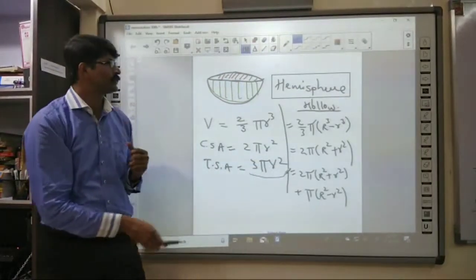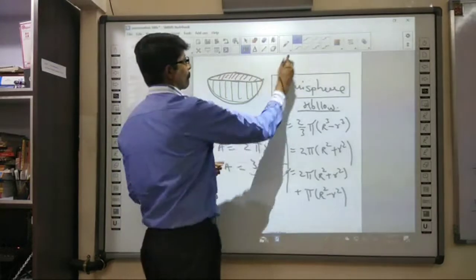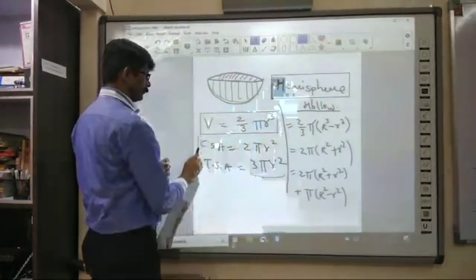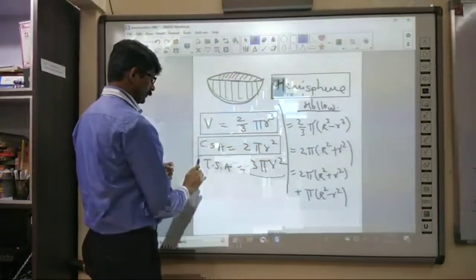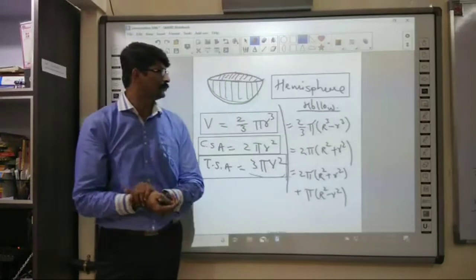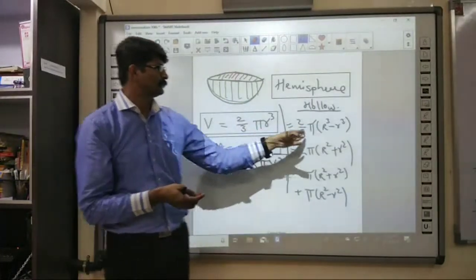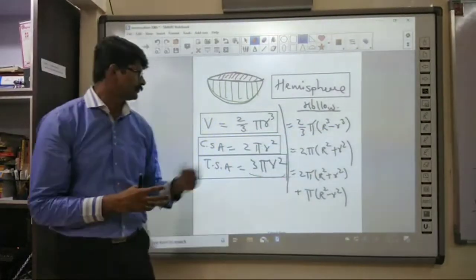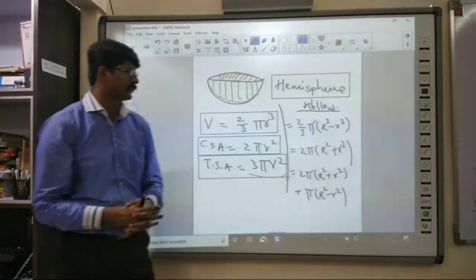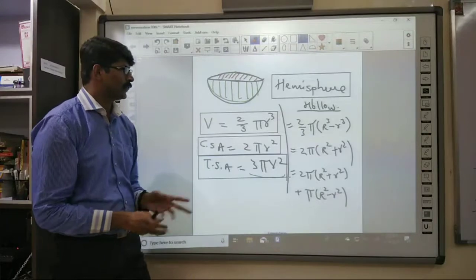I hope, student, these three formulas are clear to you all. Volume is 2 upon 3 pi r cube, curved surface area is 2 pi r square, and the total surface area is 3 pi r square. Isn't it very, very simple? And if it is hollow, just substitute r cube as R cube minus r cube, and that's it. It's very, very simple.